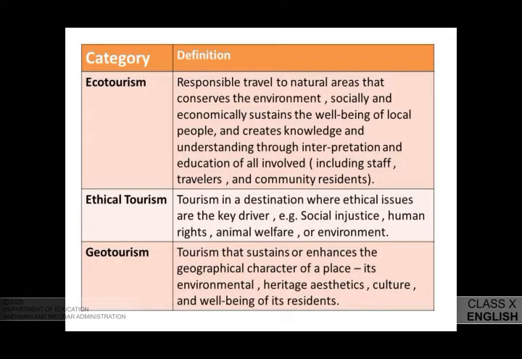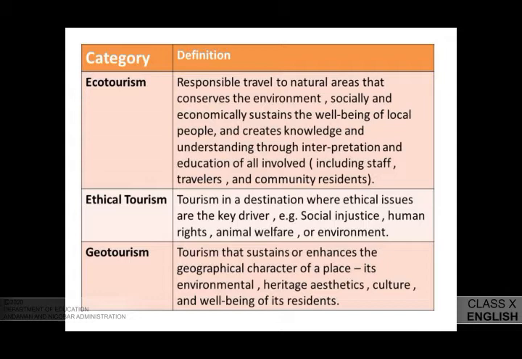Ecotourism: responsible travel to natural areas that conserves the environment socially and economically, sustains the well-being of local people and creates knowledge and understanding through interpretation and education of all involved, including staff, travelers and community residents. Ethical tourism: tourism in a destination where ethical issues are the key driver, for example social injustice, human rights, animal welfare or environment.